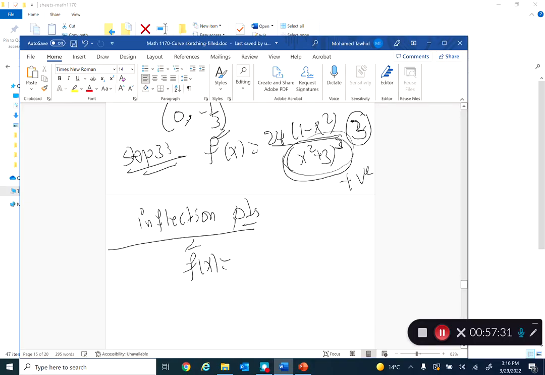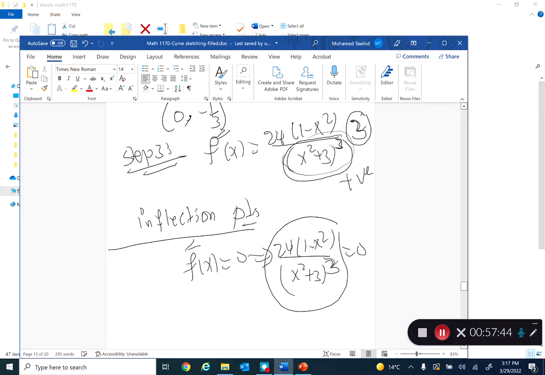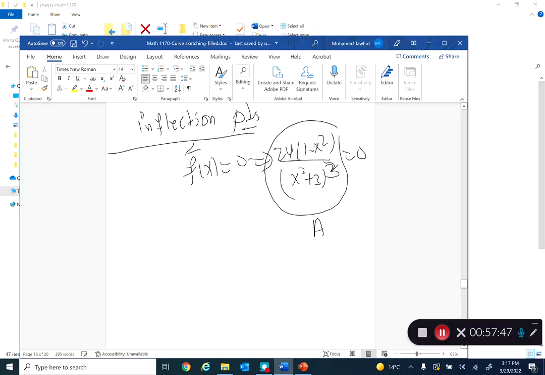Second derivative equals 0. Then if I equate the second derivative, 24 times 1 minus x squared over x squared plus 3 cubed, to 0, again you have a fraction. I'm just repeating this several times: if a over b equals 0, then your a must be 0, but your b cannot be 0, because we cannot divide by 0. And 0 over any number gives 0. That's the reason.